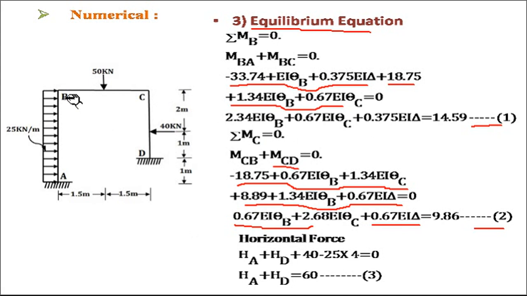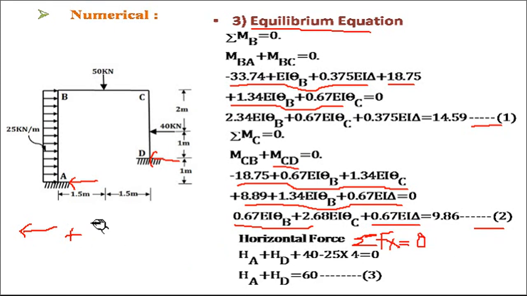In the first two equilibrium equations we applied the joint equilibrium. Now you have to apply the shear equilibrium. At A we will consider the horizontal force acting towards the left, and also at D the horizontal force acting towards the left. The horizontal force acting towards the left we will consider as positive. Now we take the summation of Fx equal to 0, that is, the horizontal shear equilibrium.